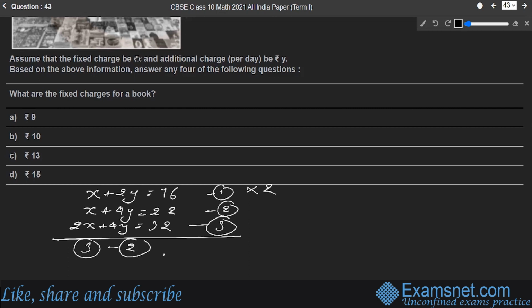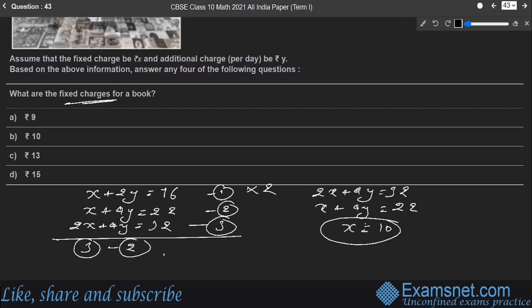If we do this, equation 3 is 2X plus 4Y is equal to 32, and equation 2 is X plus 4Y is equal to 22. If we subtract, we get the X value as 10. The X value is coming out to be 10. So that's what was asked: what are the fixed charges? The fixed charges were assumed to be X in the question. So the X value has come out to be 10. So the right answer is rupees 10.